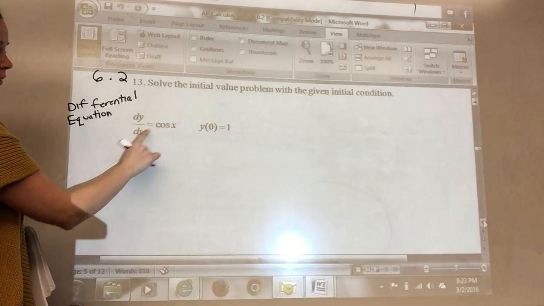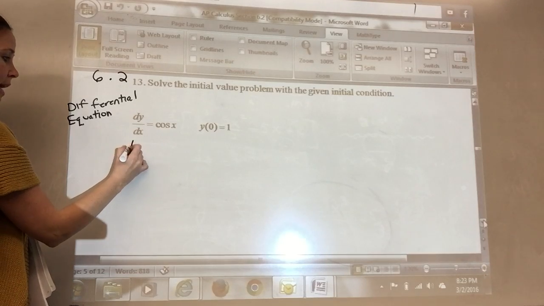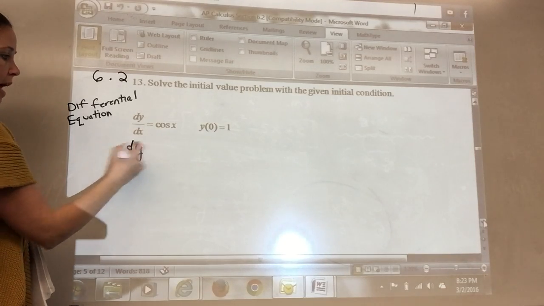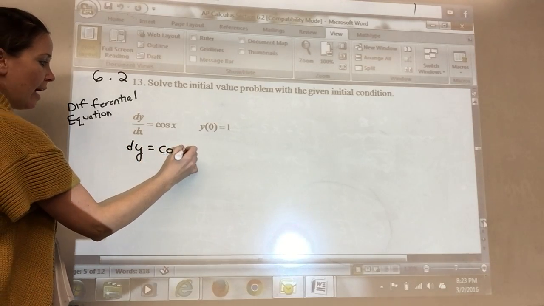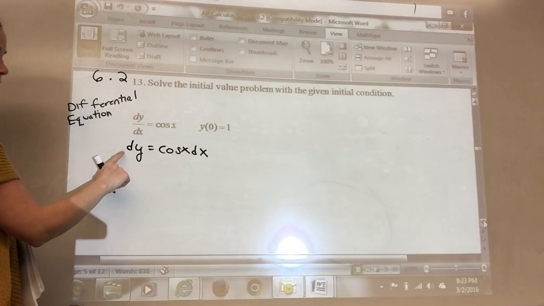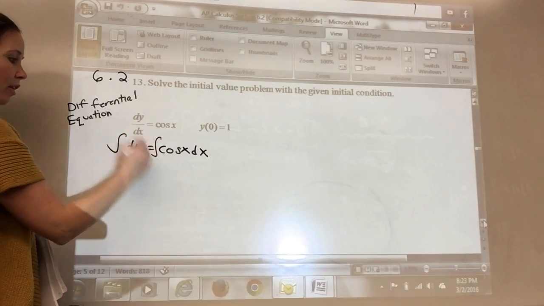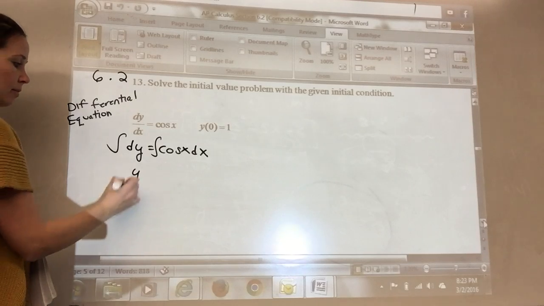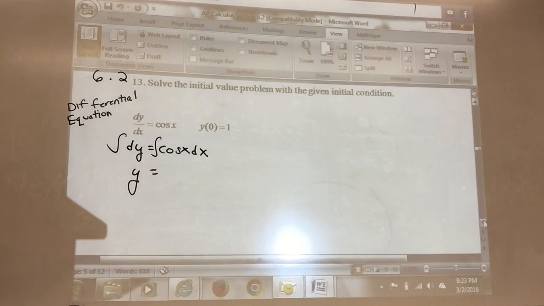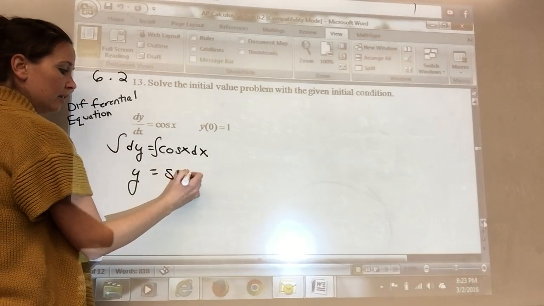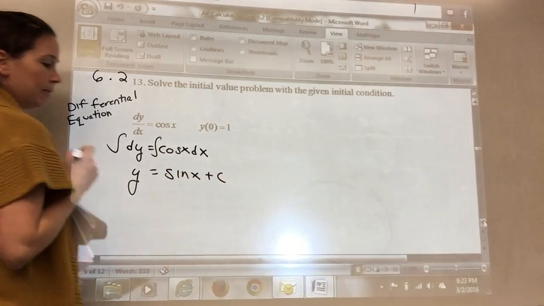We have the derivative equals the cosine. So once again, we're going to say dy equals the cosine of x dx. We want to get rid of the derivative of y and just have it say y. So we're going to take the integral of both sides. That gets me y. Okay? The integral of cosine is what? We should have the sine plus that constant.